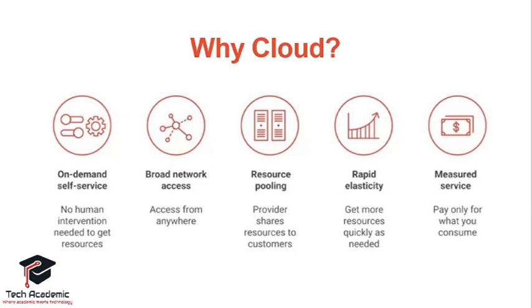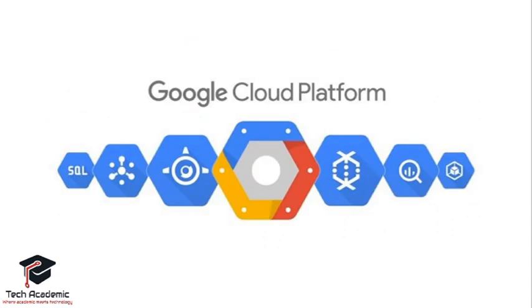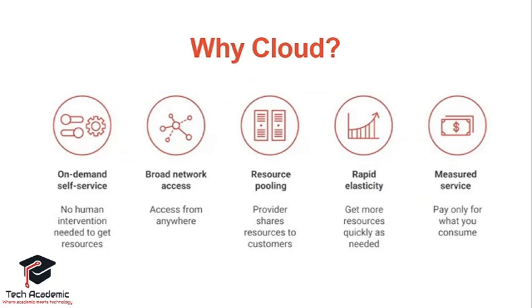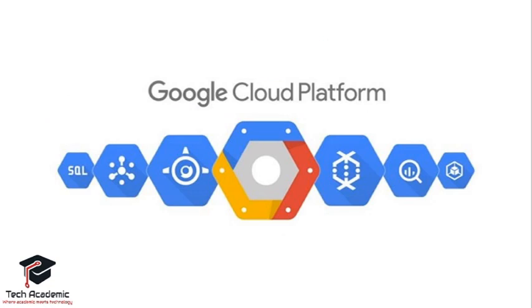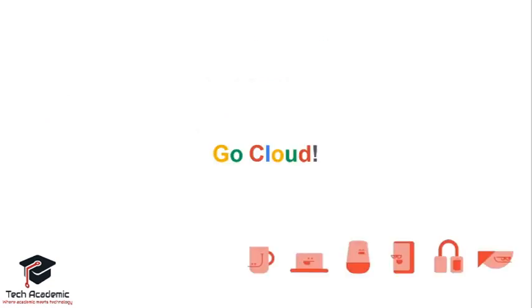Fourth, the resources are elastic, means customers who need more resources can get more rapidly. When they need less, they can scale back, means they can increase or decrease their size according to their need. And the last is that customers pay only for what they use or reserve as they go. If they stop using resources, they stop paying. So at the end, Google Cloud Platform comes, which provides all these services I mentioned in why cloud computing, means all five attributes are provided by Google Cloud Platform. So guys, go cloud.